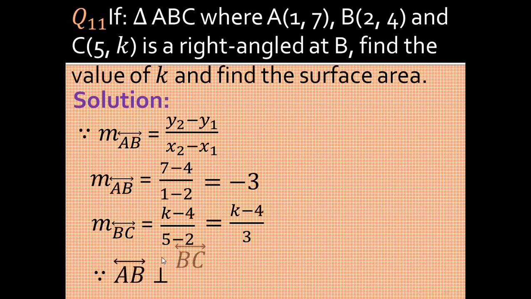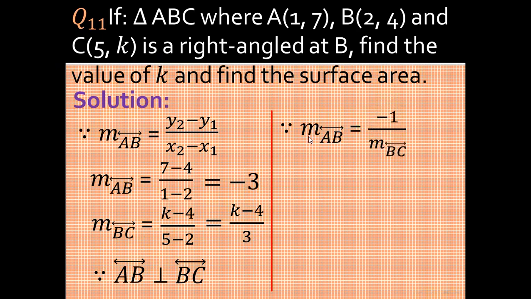Since AB is perpendicular to BC, the slope of AB equals negative 1 divided by the slope of BC, or we can say the product of the slopes equals negative 1, as you like. Then (k minus 4) divided by 3 equals negative 1 divided by the slope of AB, which is negative 1 divided by negative 3. Cancel negative with negative, then it equals 1/3.